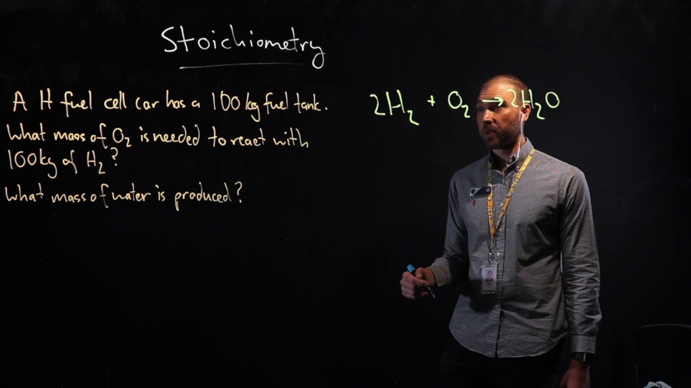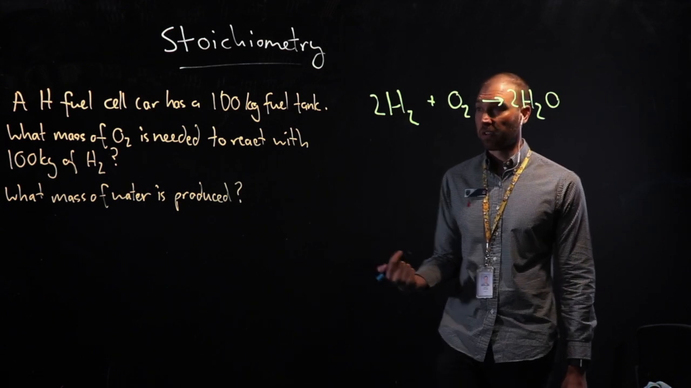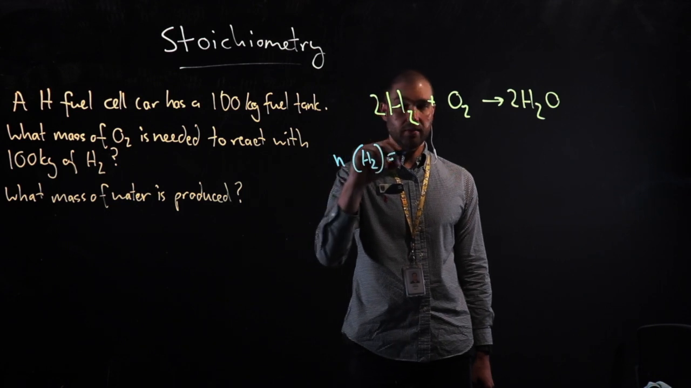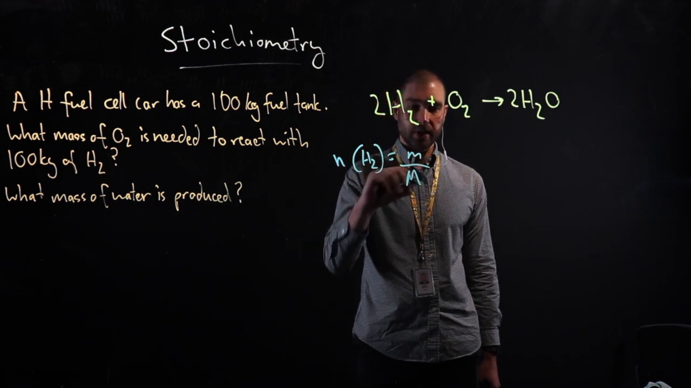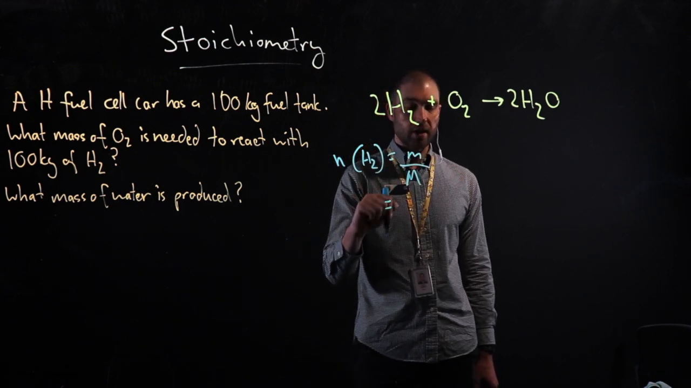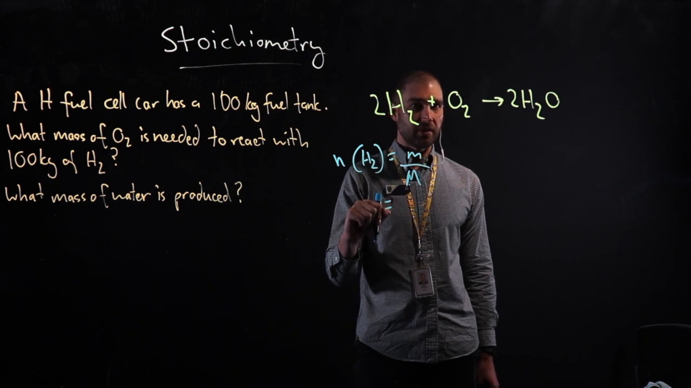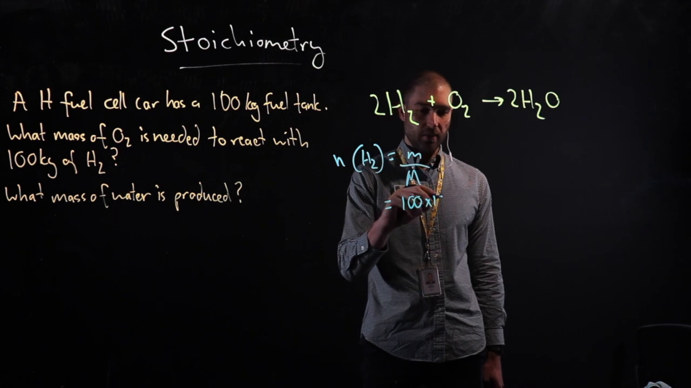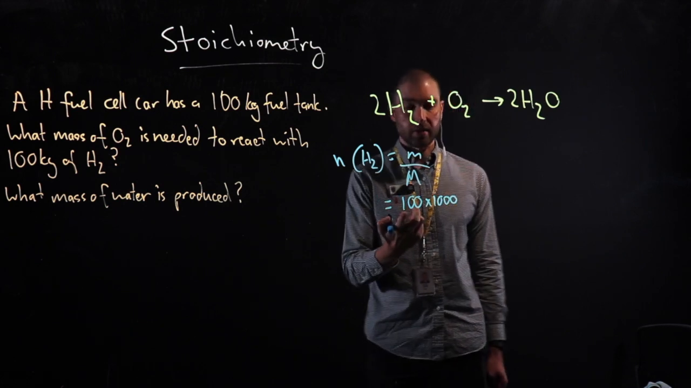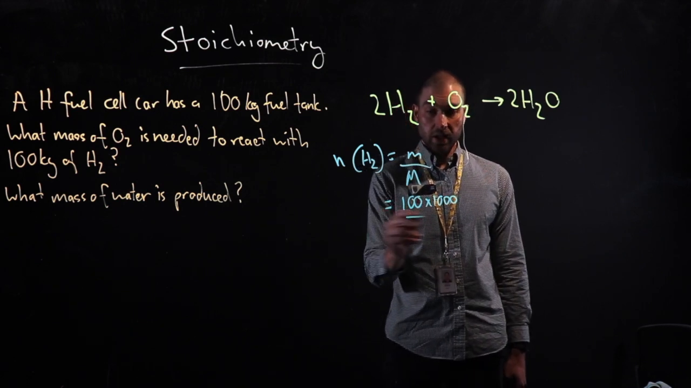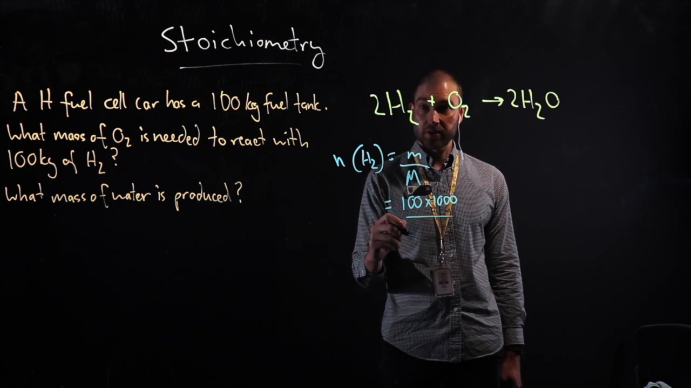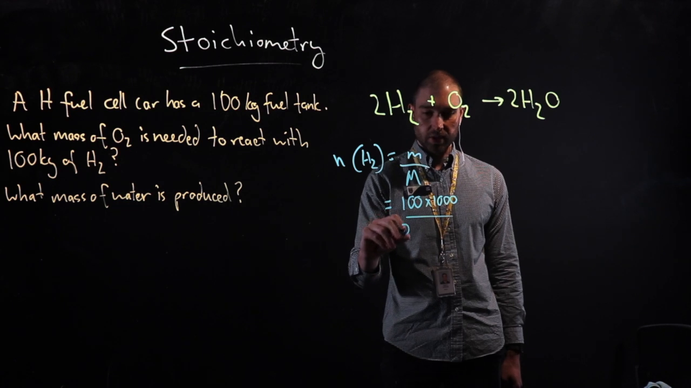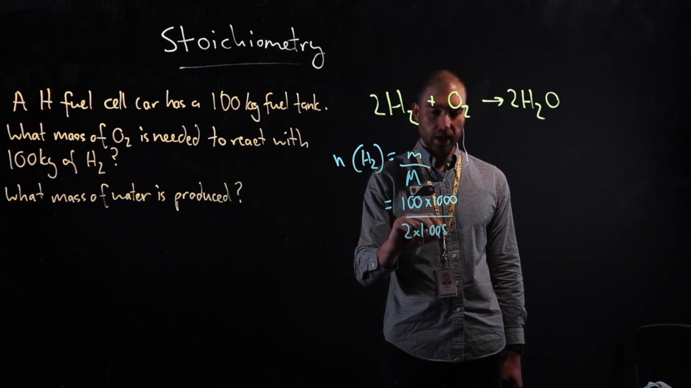Then we need to figure out the number of moles of hydrogen in a 100 kilogram fuel tank. So the number of moles of hydrogen gas equals the mass over molar mass. So 100 kilograms, now we need to turn it into grams. So we've got 100 times 1,000, because we've got 1,000 grams in a kilogram, divided by the molar mass of hydrogen. In this case, it's H2, hydrogen gas, so that's going to be 2 times 1.008.